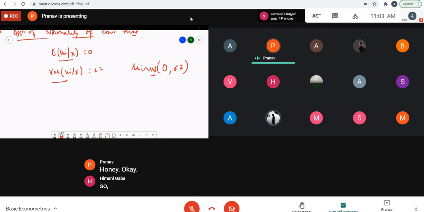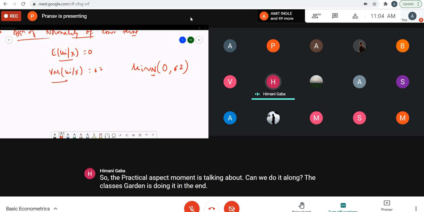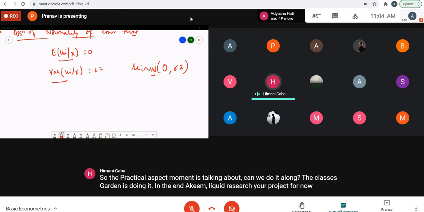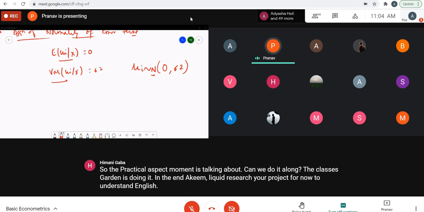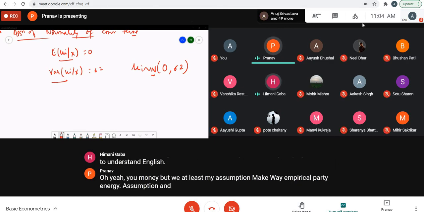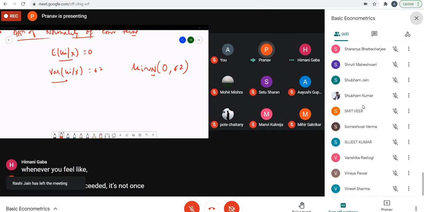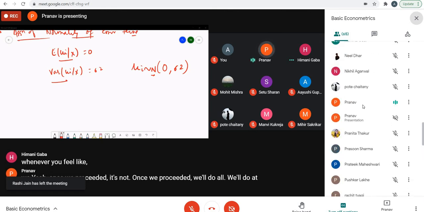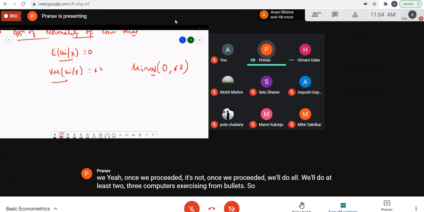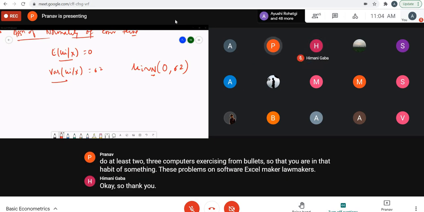Sir, the practical aspect Mohit is talking about, can we do it along the classes rather than just doing it in the end, so that if we have to do some research or project we can do it with our understanding? Yes Himani, but right now at least in assumptions there is no empirical part, dear. Assumptions are derivations. Once we proceed ahead, we'll do at least 2-3 computer exercises from Woolwich, so that you are in the habit of solving these problems on software. Do it in Excel, in R, wherever you prefer. Okay, sir. Thank you.